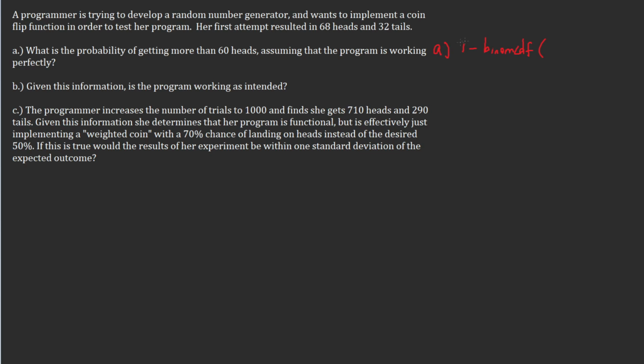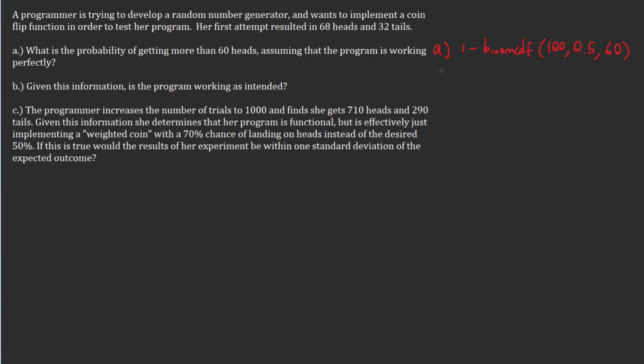And so if we do 1 minus the cumulative distribution function for, let's see here, we're doing 100 trials, and we want to have an outcome here of 60, and the probability should be 50%. And so the probability of getting more than 60 would be 1 minus this right here. This would be the cumulative distribution function evaluated at 60 for 100 trials and a probability of 50%.